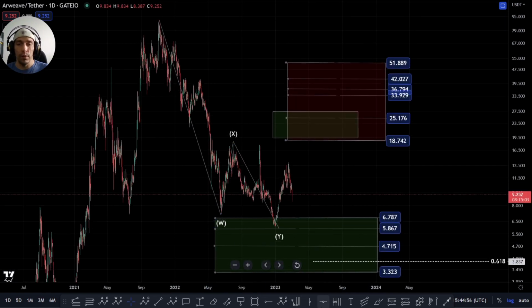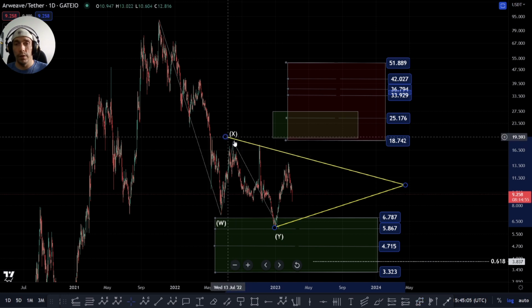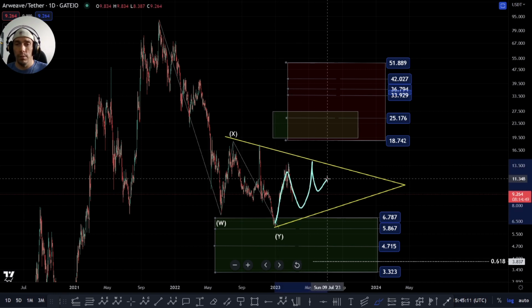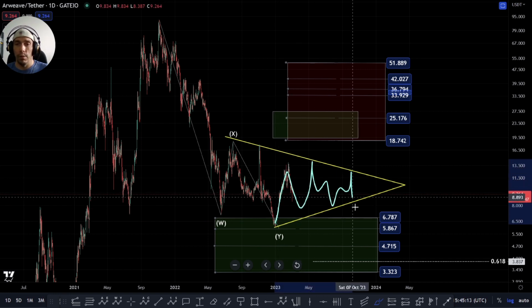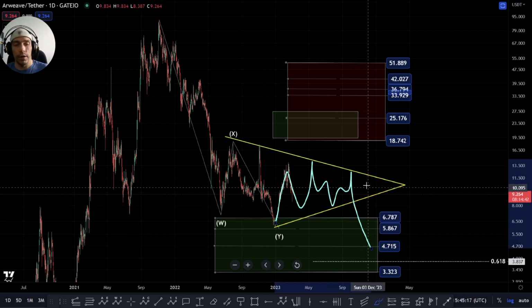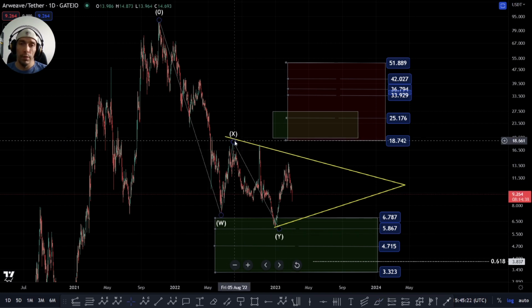There's also that potential that we can't rule out. We could see something like this play out where we form something like this as a triangle, and we could see a more sideways move playing out here where we form this as an A, B, and then a C, then we form another 3-wave move, then another 3-wave move, and then we actually look to break down from there.